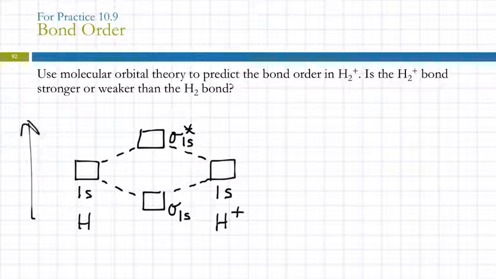Energy is increasing as we go up the screen. So how many electrons does a hydrogen atom have? 1. So that hydrogen atom has 1 electron in its 1s orbital. This hydrogen ion has no electrons, right? So we have 1 electron to put into the molecular orbitals in the middle, so that's going to go down here.